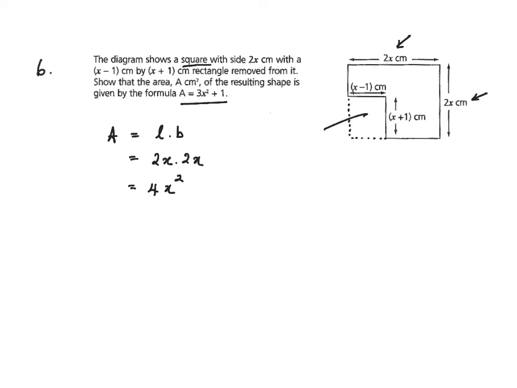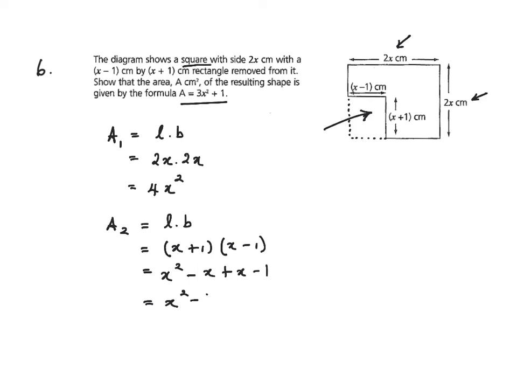Next, what I'm going to do is to work out this area here. That's a rectangle. So it's x plus 1 multiplied by x minus 1. So that's, if we expand the bracket, x times x is x squared, minus 1x plus 1x minus 1. And if we simplify that, we get x squared minus 1.